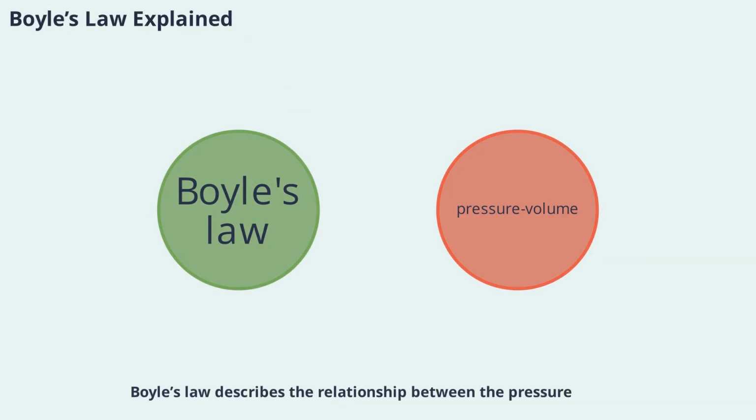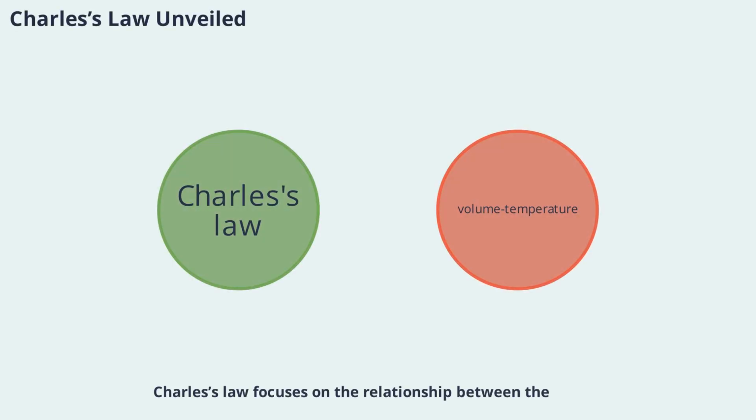Boyle's law describes the relationship between the pressure and volume of a gas at constant temperature. It states that the pressure of a gas is inversely proportional to its volume. In other words, as the volume decreases, the pressure increases and vice versa. This law is crucial for understanding how gases respond to compression and expansion, and it's widely used in fields like engineering and medicine.